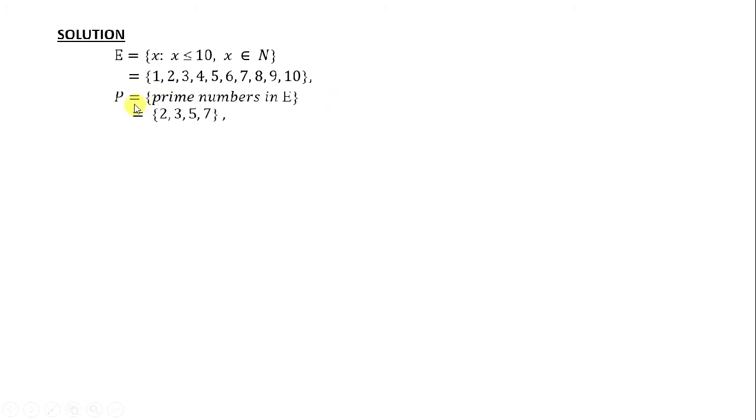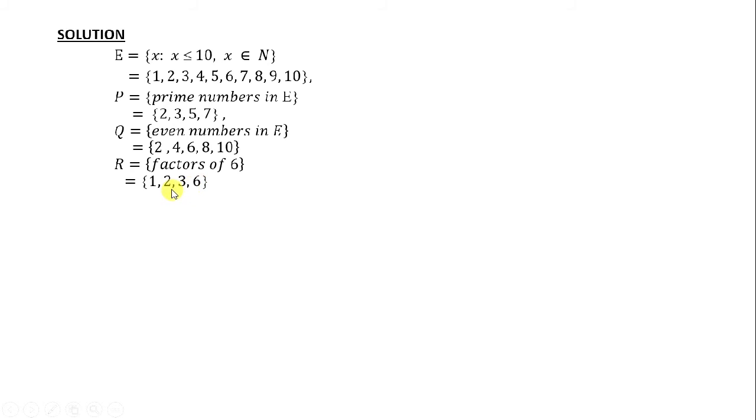Our set P, prime numbers, are those numbers where only 1 and the number itself are divisible. Only 1 and the number itself can go into that number without leaving a remainder. So the first prime number is 2. So we'll pick the prime numbers from the universal set, which gives us 2, 3, 5, and 7. 9 is not a prime number because 3 times 3 will give us a 9. Q is equal to even numbers in E. Even numbers are those numbers which are divisible by 2. 2 can go into those numbers without leaving a remainder. So we have 2, 4, 6, 8, and 10. So R is equal to factors of 6. Those are numbers which are divisible by 6.